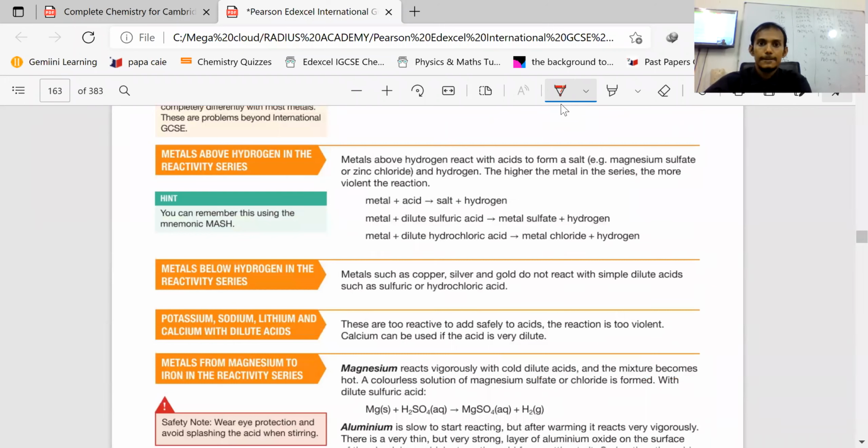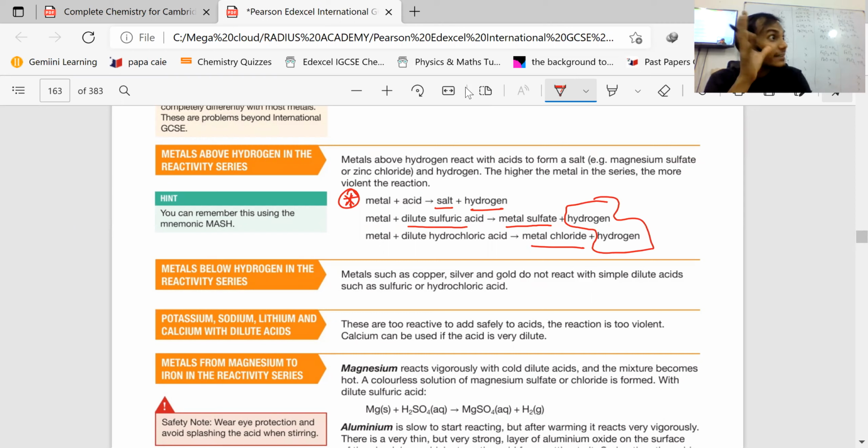Right. Next point, metal and acid, which I have discussed. Number 3, metal and acid. So salt and hydrogen. Salts: potassium chloride, sodium chloride, lithium chloride, calcium chloride, magnesium chloride, all are salts. If you give dilute sulfuric acid, you are getting metal sulfate. If you give hydrochloric acid, you are getting metal chloride, and hydrogen gas is common in all these reactions. Right? So there is a pattern, you see, try to follow the pattern.